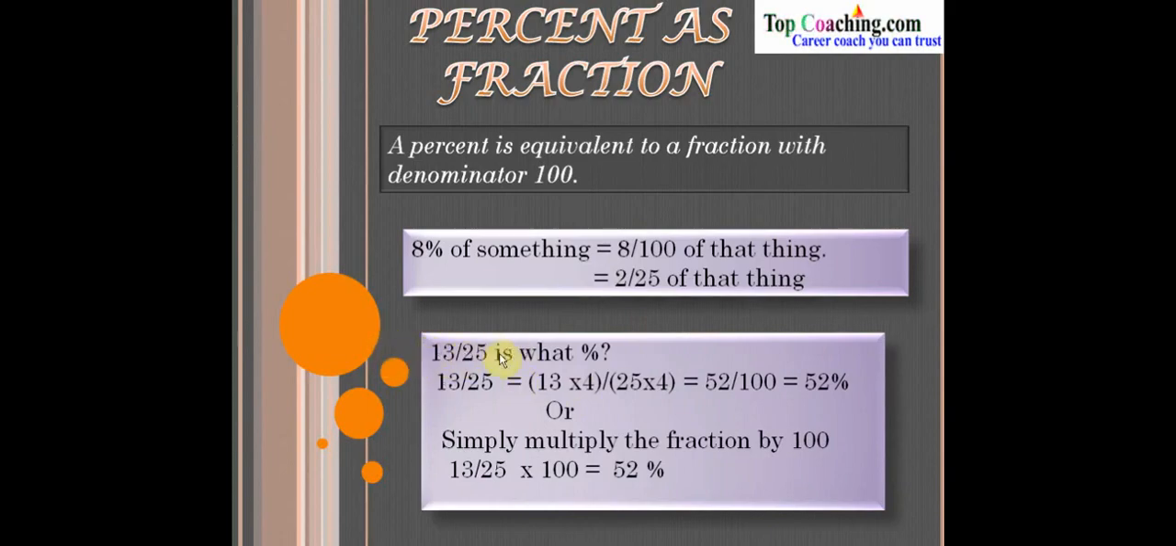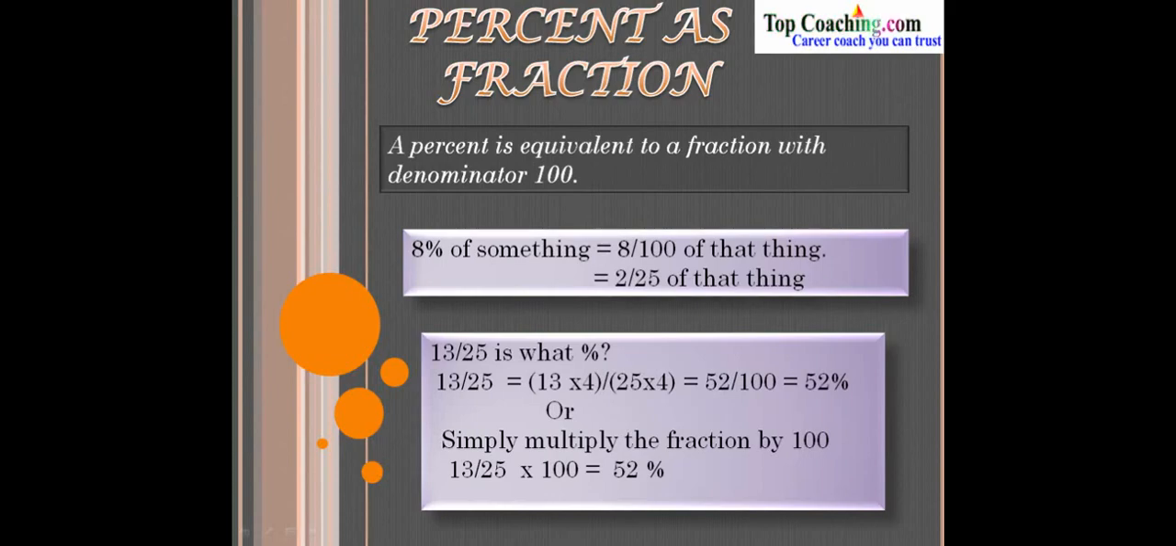Now, 13 by 25 is what percent? Now let's try to convert a fraction into a percent. What we have to do is convert 13 by 25 into a percent. We always know that percent means denominator with 100. So what we are going to do is convert this denominator into 100. This could be done if we multiply and divide by 4. So 13 into 4 divided by 25 into 4 is equal to 52 by 100, and so this is equal to 52%. So 13 by 25 is equivalent to 52%.